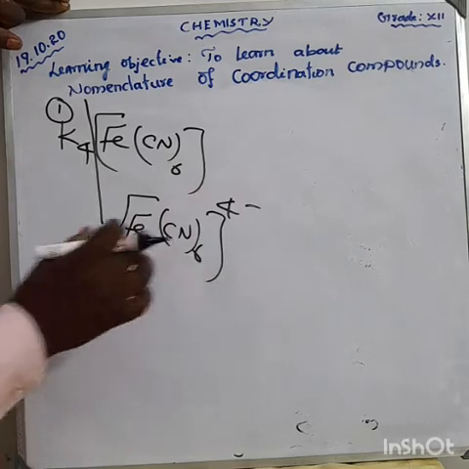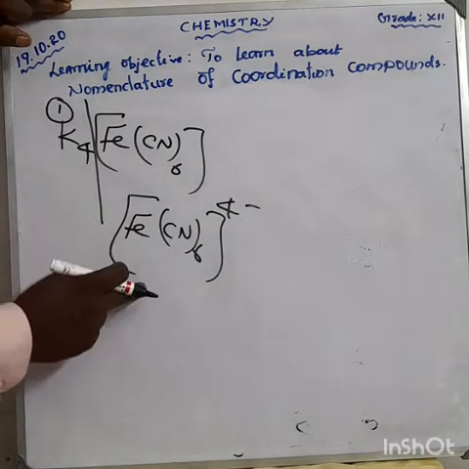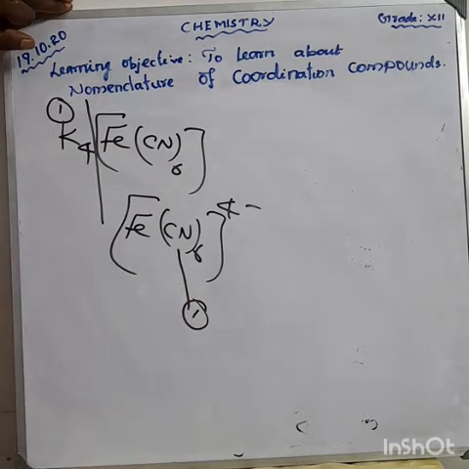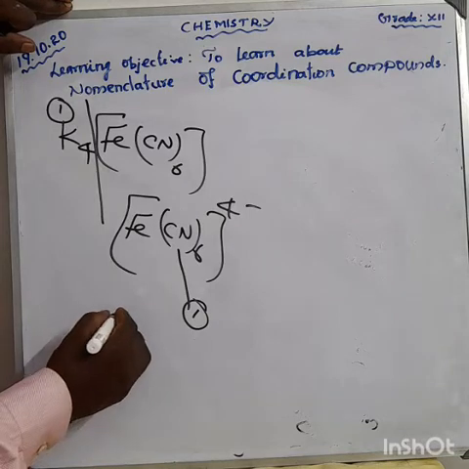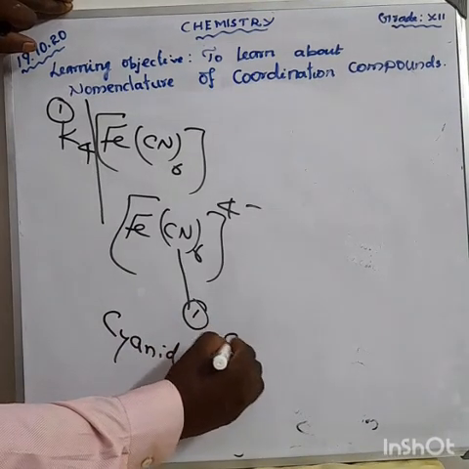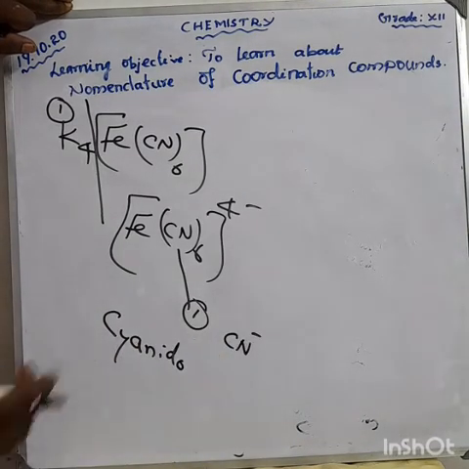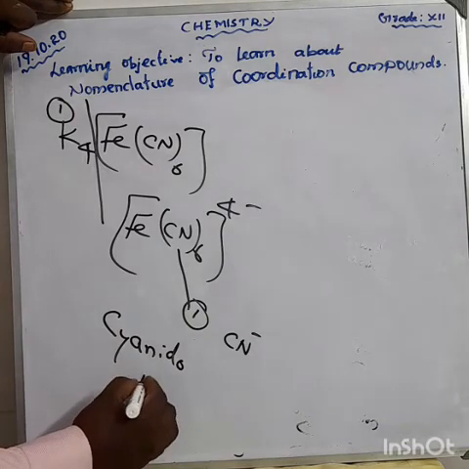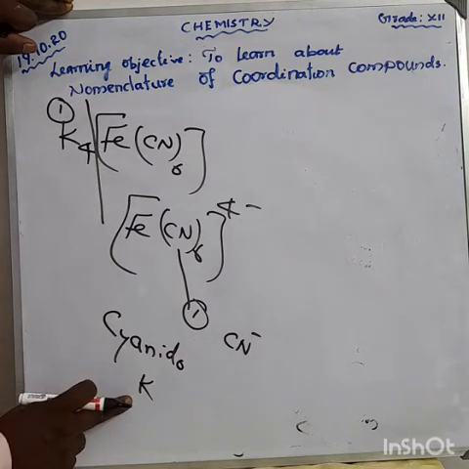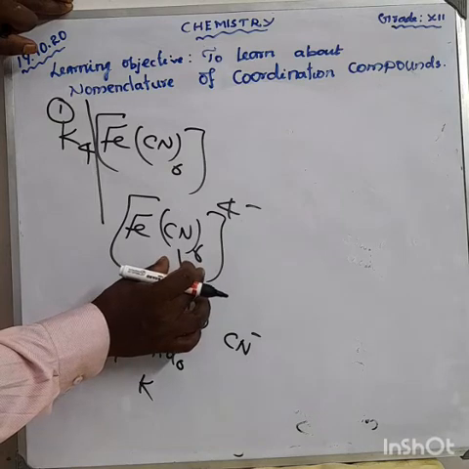Fe(CN)6 4 minus is one of the coordination entities. Here you should say the ligand name first. This is the cyno, nowadays changed to cyano, C-Y-A-N-O, cyano. That's why I am saying C-N. Here we are also using kappa. Kappa means K; we are using a capital K like that.